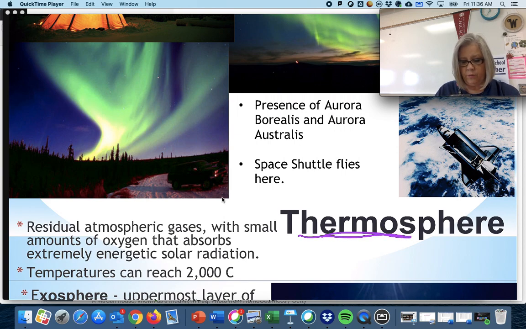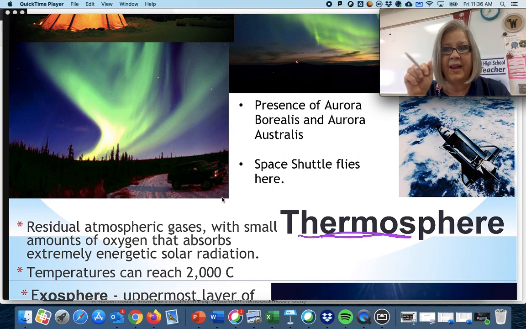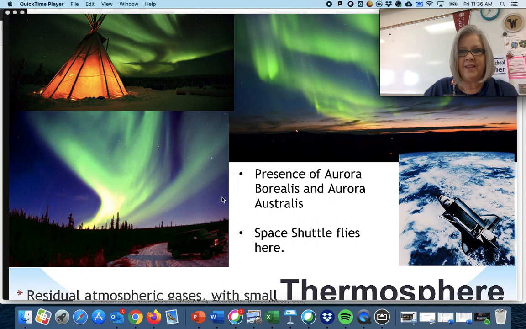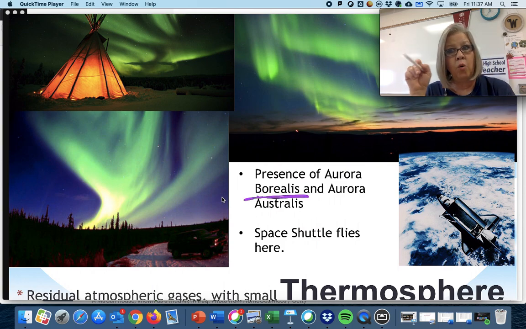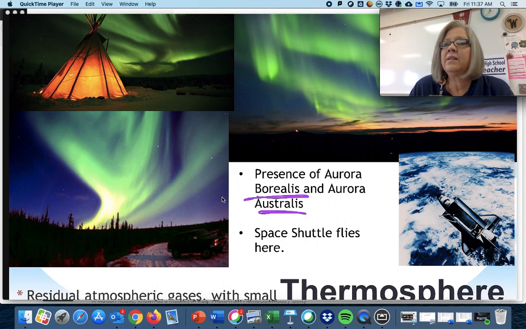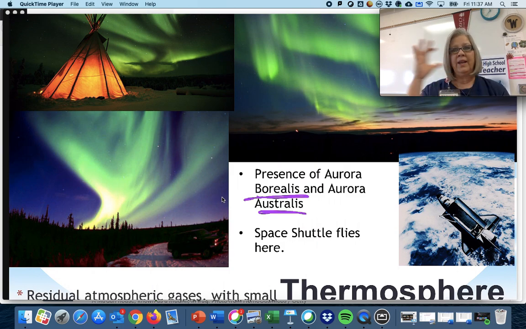Okay, so the thermosphere is next. Thermo, heat. So if you'll remember, the temperatures rise dramatically in the thermosphere. Now, in the thermosphere, this is where you're going to see the auroras. This is where they occur. There are two, actually. We talk about the aurora borealis a lot, and that is the northern lights. But there's also the aurora australis, which is the southern lights. Now, most people don't see them because we have more land masses and more people in the northern hemisphere than we do in the southern hemisphere.